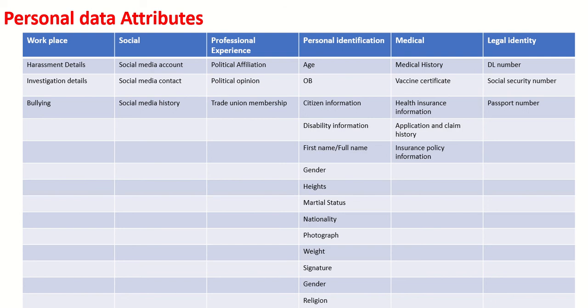Legal identity: you can be identified with a driving license number, social security number, Aadhaar card, PAN card, passport details, and citizenship information. These things come under legal identity.